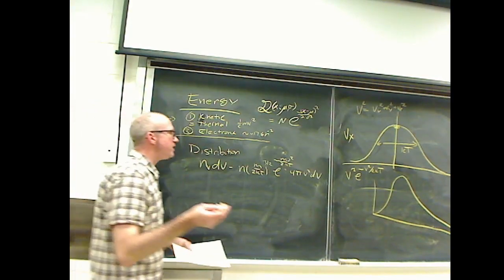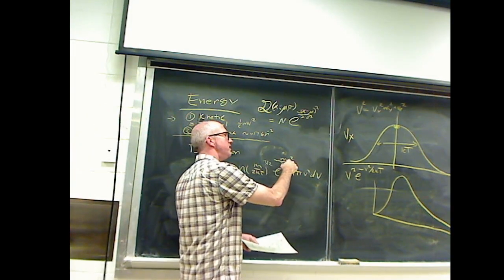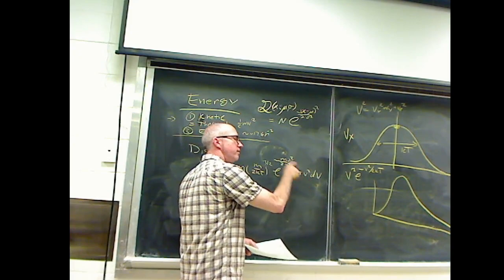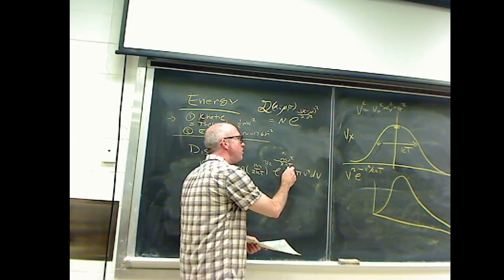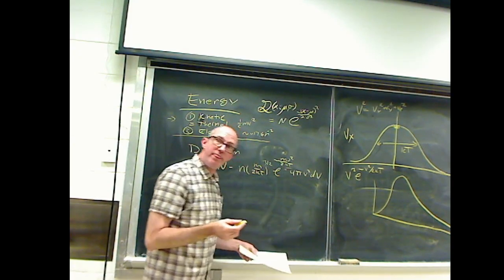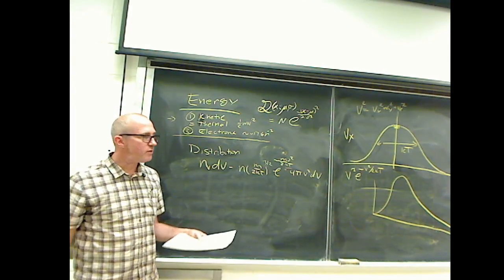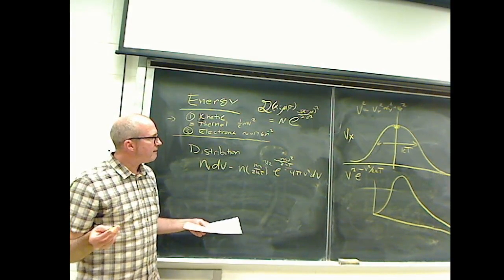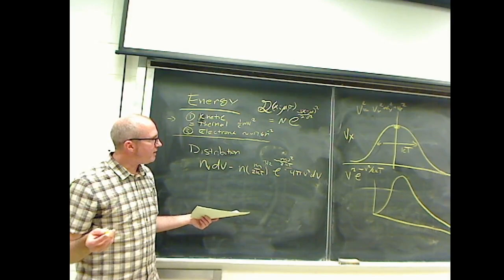So the important bits are, this goes like e to the minus v squared, and there's a v squared out front, and the rest of these are constants. The other important bit is the kT, which sets the width of the distribution. So this tells me how many, the energy distribution.